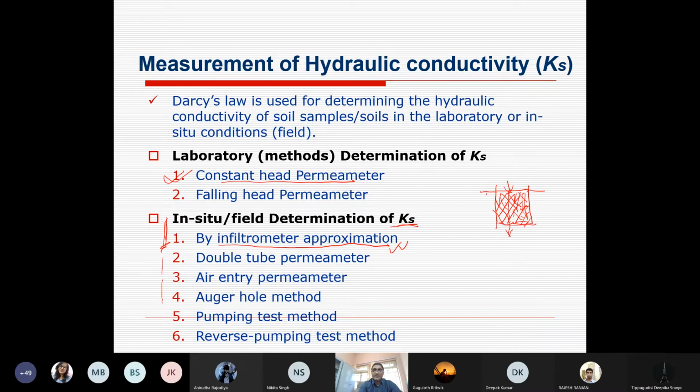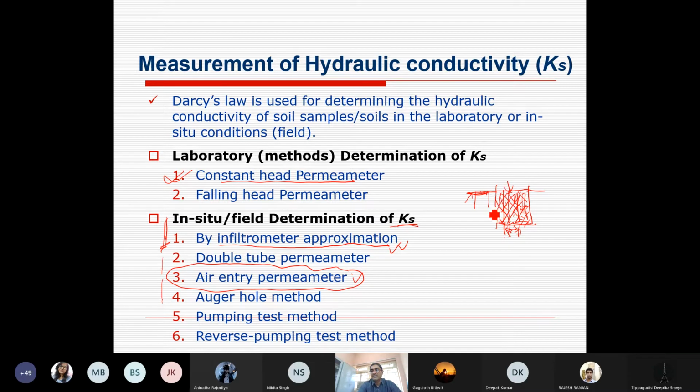Double tube permeameter is another arrangement where we have a double ring condition. In the same way, we measure the hydraulic conductivity of soil from the inner cylinder measurement of infiltration. Then the third one is the air entry permeameter, which is our experiment for today, the third experiment. Then the auger hole method.